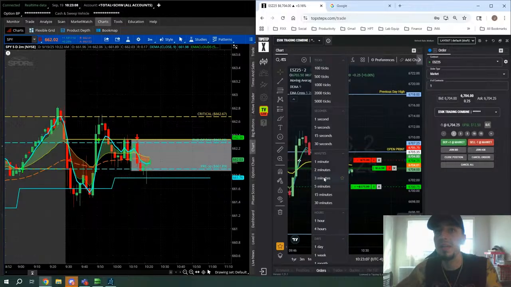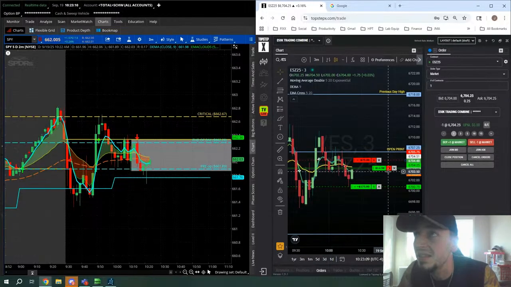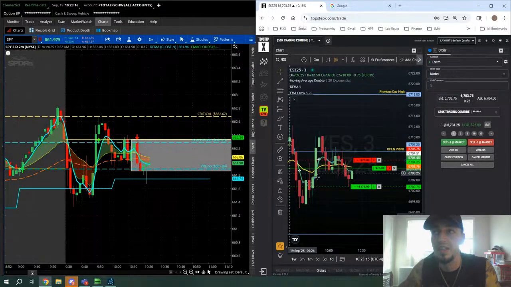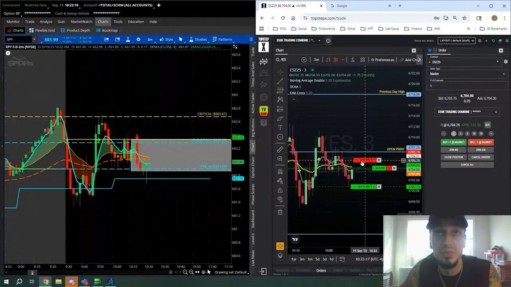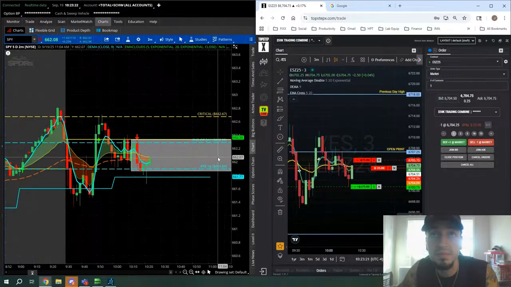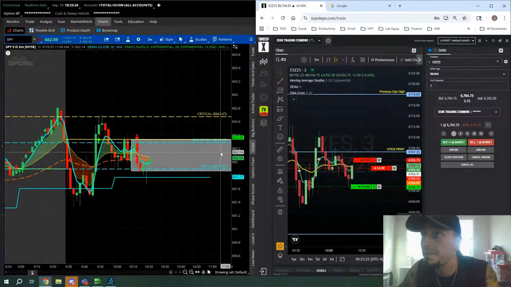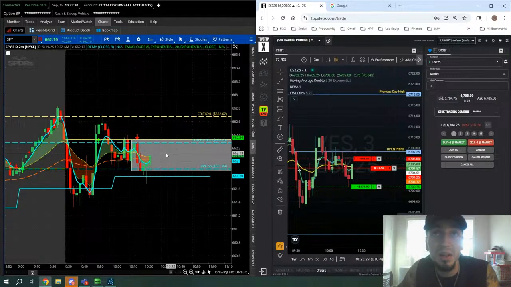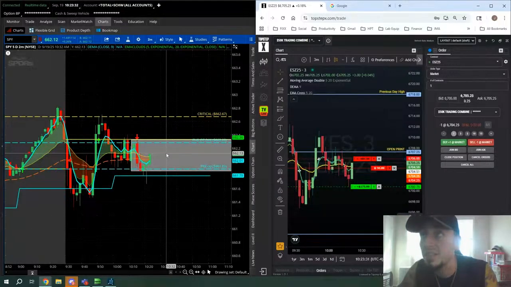Maybe get a 3 minute. Let's see. All right, yeah, watching that 20 here. I want to see sellers hold that 2 minute 20. If not, I'm probably going to cut this one super quick. Just a little above this high. All right, let's see.